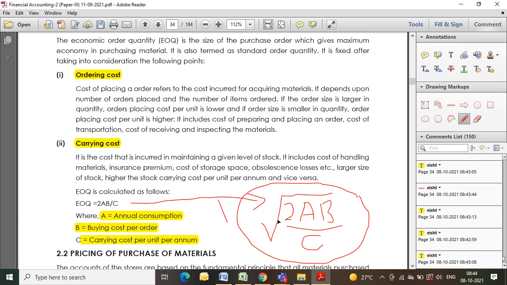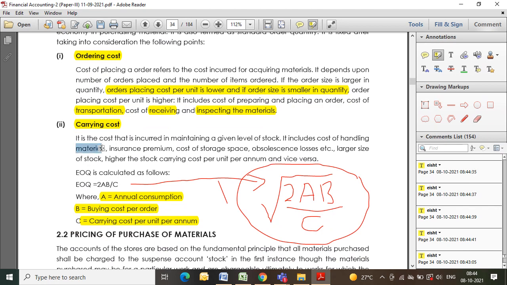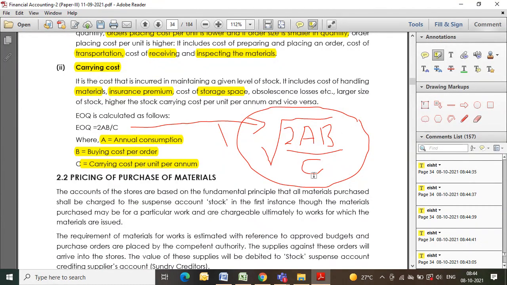2 is your number 2. A is your annual consumption. B is your buying cost, also called the ordering cost. Now, what all comes in ordering cost? Ordering cost is your placing of order, which is your cost of transportation, cost of receiving, and cost of inspection. While carrying cost is your handling material cost, your insurance cost, your storage cost, your obsolescence cost, etc. So these two are important, and based on them the EOQ is determined.